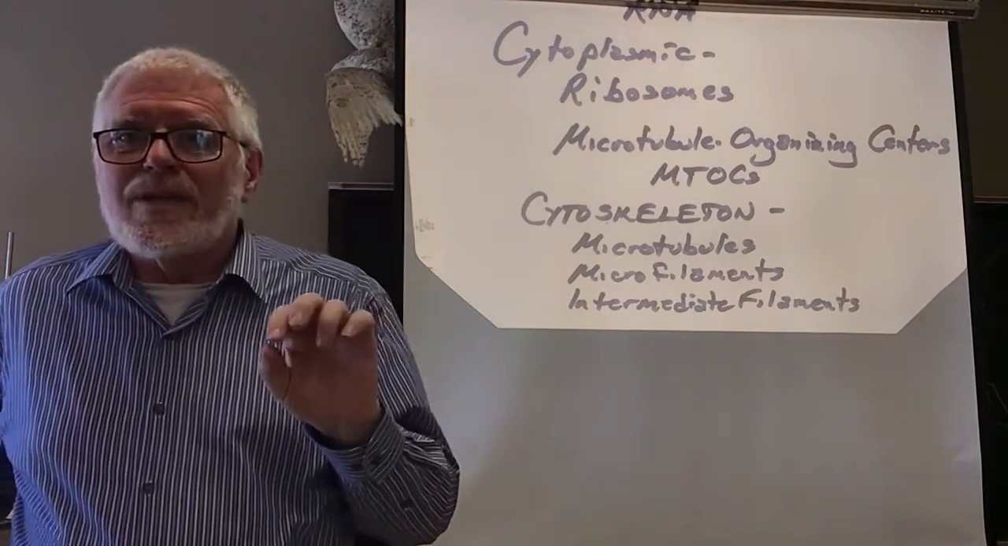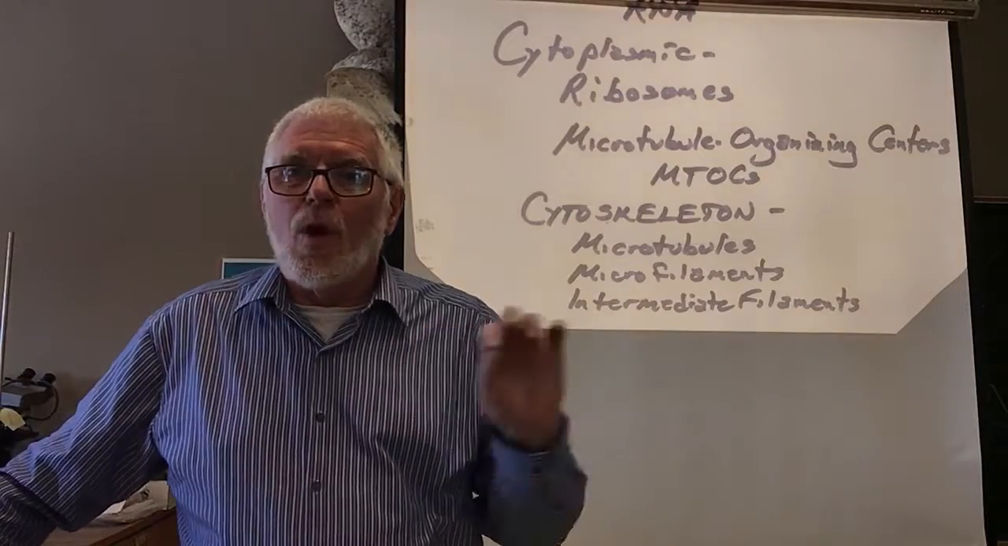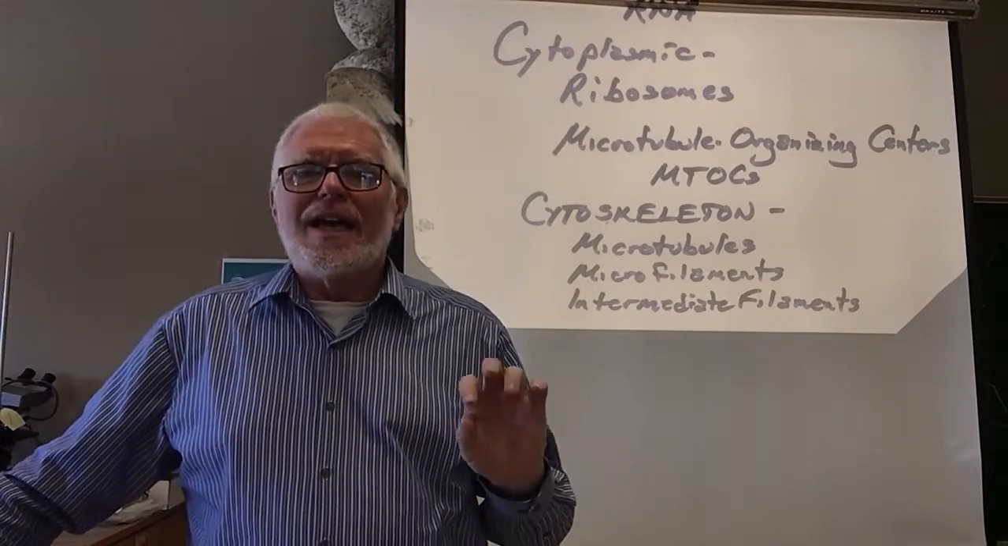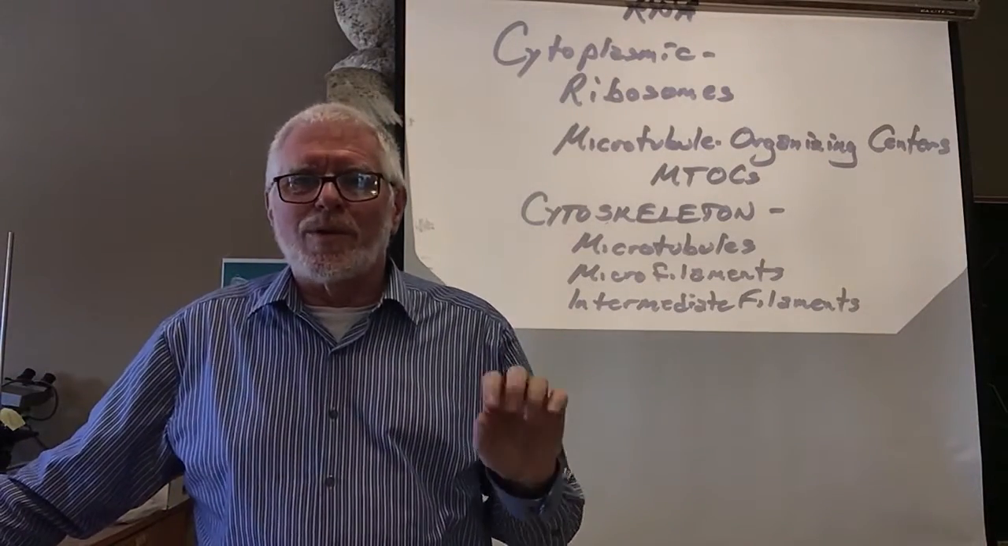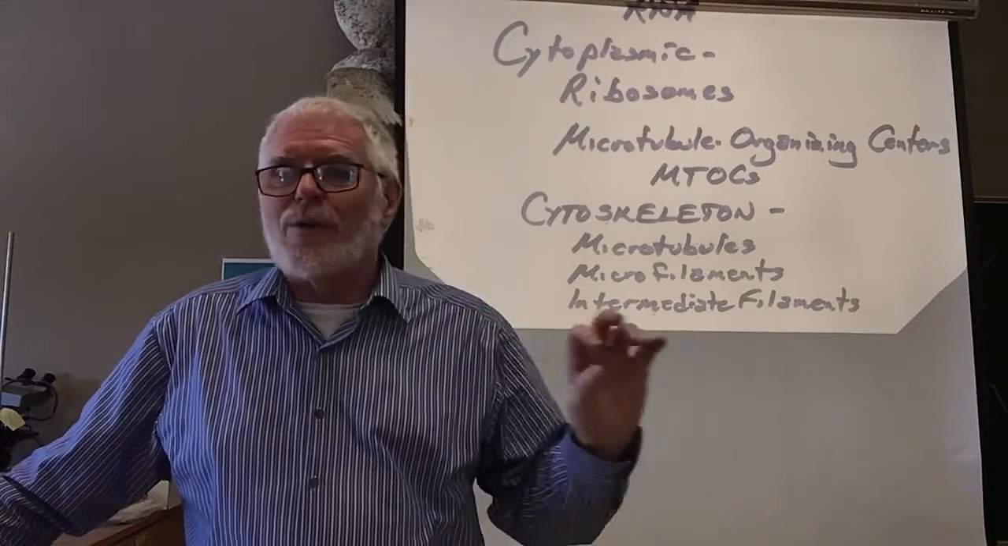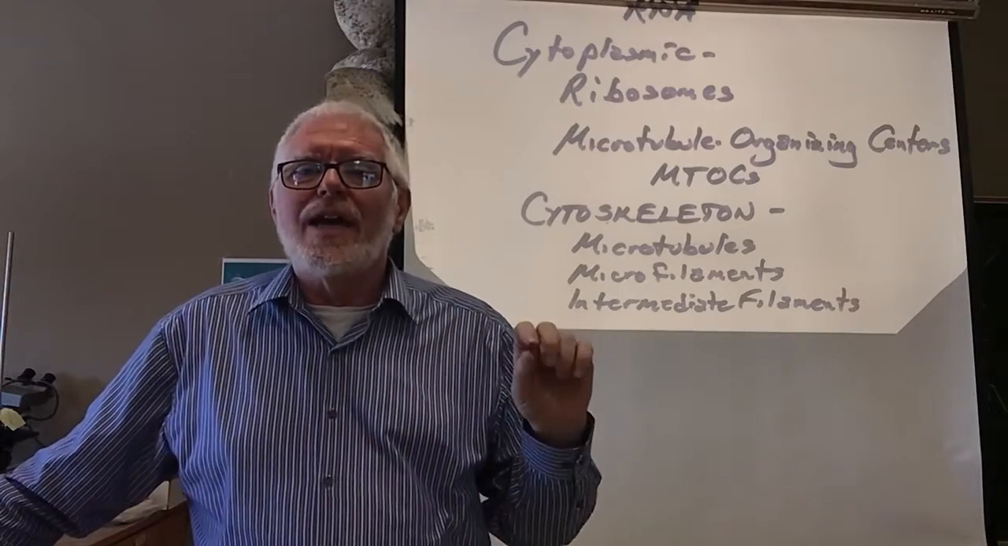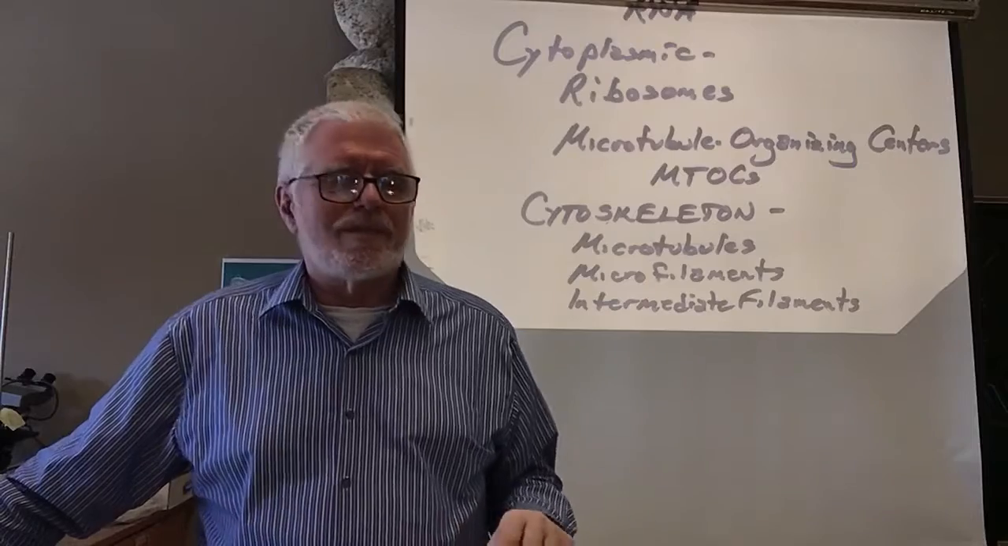And then they found components that are long, thin strings. Took a while because they're smaller than the microtubules, but they're not hollow. They're not like a long straw. And we'll call them microfilaments.